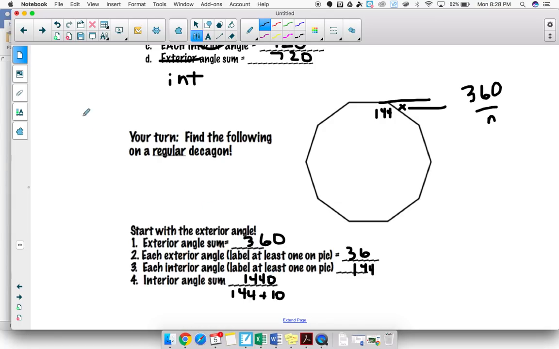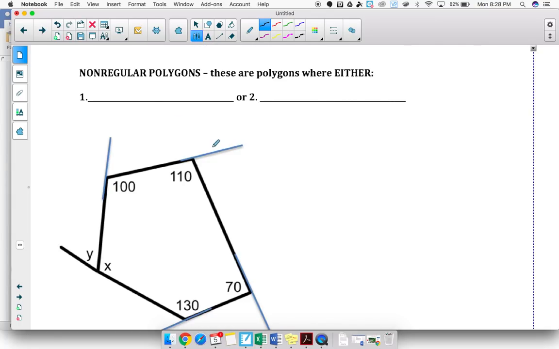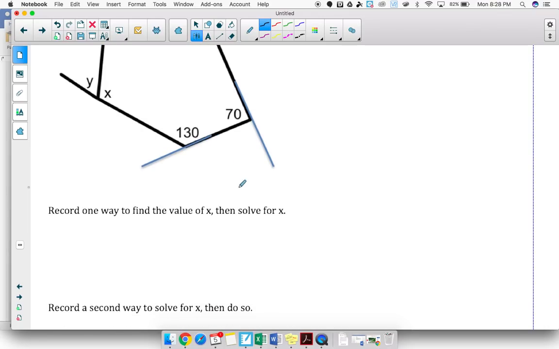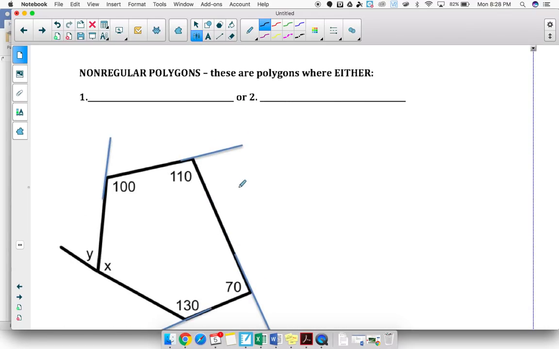All right, now you've had a chance to check your answers. We got one last topic, and that is it for the lesson today. Non-regular polygons. You can see in this picture right off the bat, we have different angle measures.